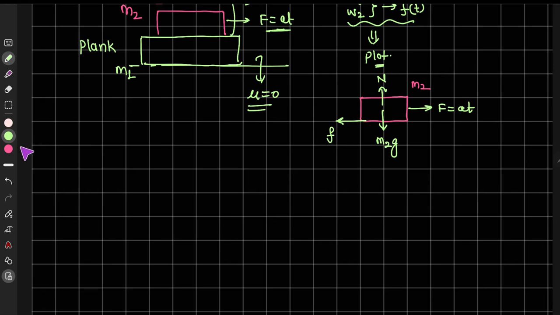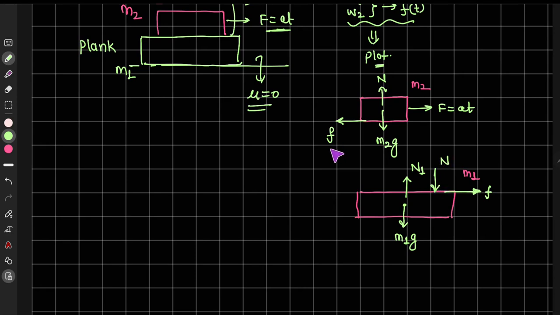And if we draw the free body diagram of the plank, then this is the plank of mass m1, and due to Newton's third law, this particular force will act in this direction on the plank because of action and reaction forces. In the downward direction we will have the gravitational force m1 g, and in the upward direction we will have the normal reaction, let us say n1, from the surface, and from the top we will have the normal reaction of n.